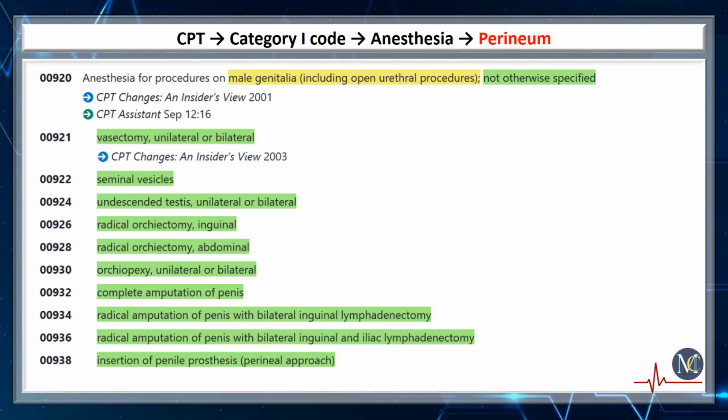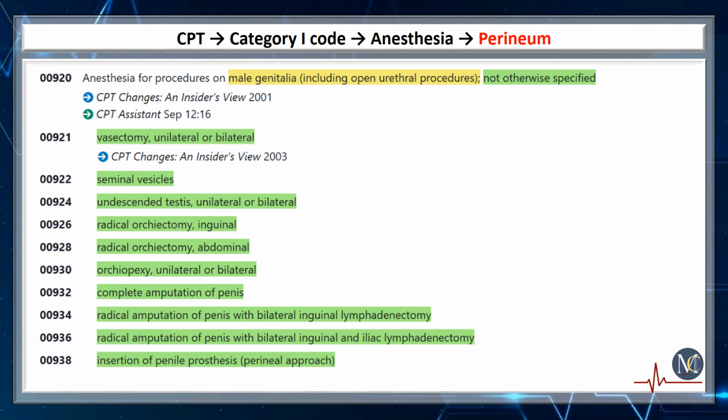Testicles that do not drop are called undescended testicles, which may require surgery. The provider performs anesthesia service for a patient undergoing a procedure on undescended testes for one or both sides.